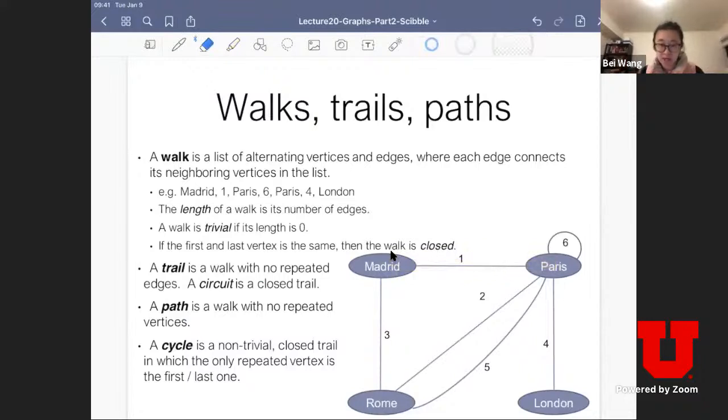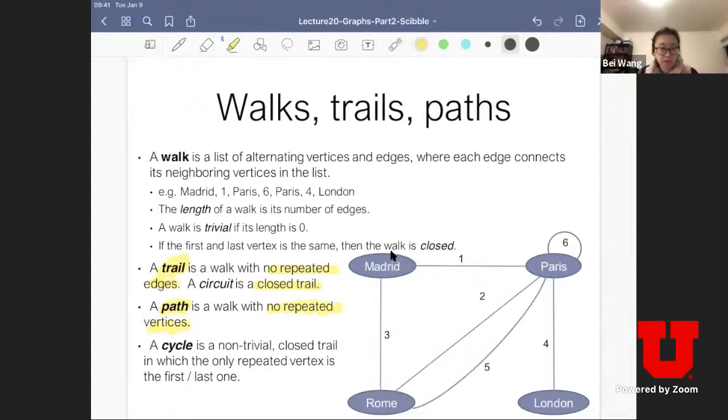If I go back and forth 3 times, it has a length of 6, right? So the length of a walk is the number of edges. And then finally, it's closed if the first and the last vertex are the same. So a walk is a pretty general list of alternating vertices and edges. However, the definition of a trail has a little bit more constraint. It is a walk with no repeated edges. And a circuit is a closed trail. Okay. Then a path, which is different from a trail, is a walk with no repeated vertices.